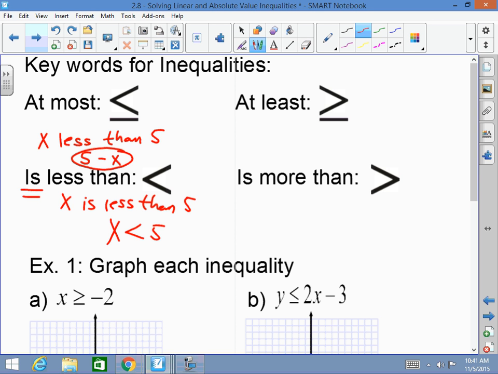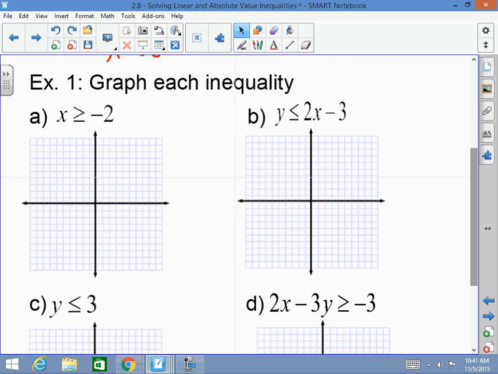"Is more than" is the same logic, but you have the "is" in front of it. The "is" indicates that you have an inequality sign, and "is greater than" or "is more than" is a greater than symbol. Does that make sense? Great. So let's graph these bad boys.